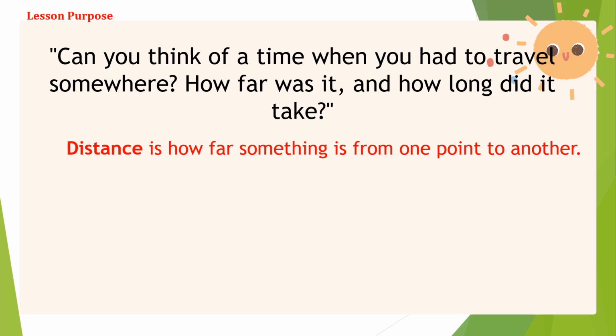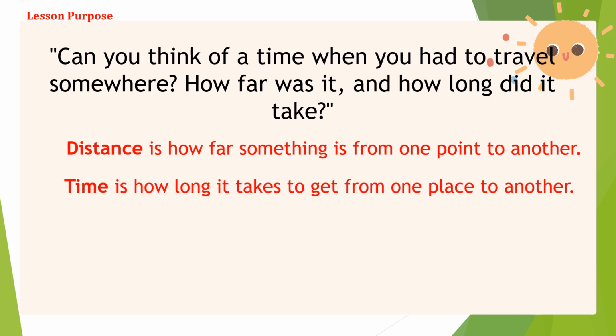Distance. Distance is how far something is from one point to another. For example, like the distance from your house to the store. Time. Time is how long it takes to get from one place to another. Example is how long it takes to walk or drive there.